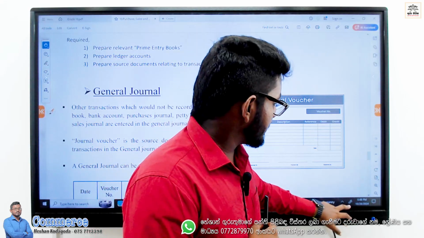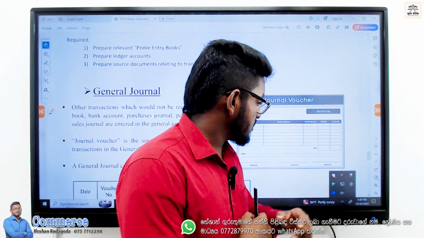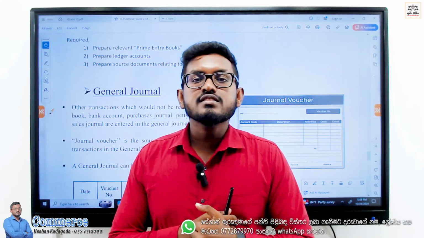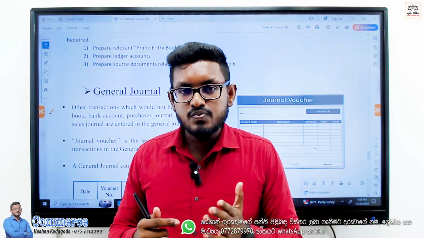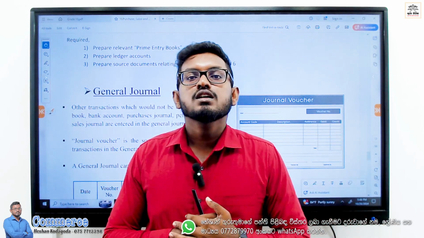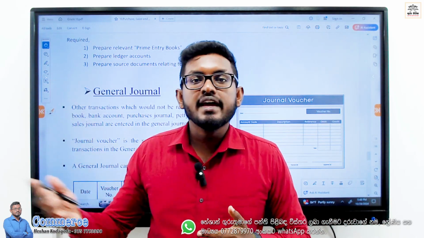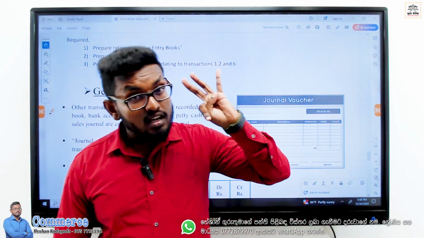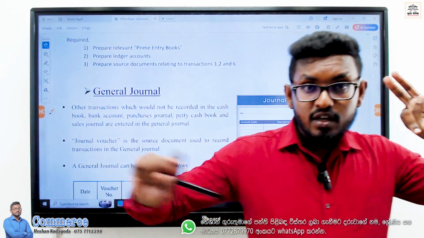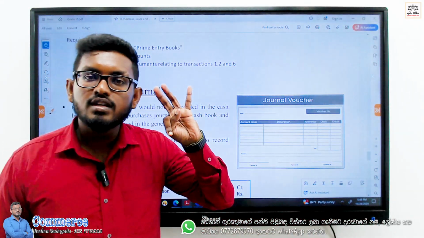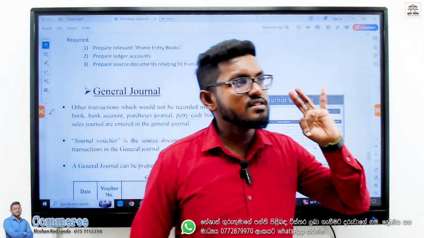So what I want to tell you here: first, in the cash book, what are the transactions we record? Cash receipts and cash payments. What is the source document? For a cash receipt, the receipt; for a cash payment, the payment voucher. Understand? In the petty cash book, what are the transactions we record? Petty cash payments, meaning small value payments. What is the source document? Petty cash payment voucher. Understand?